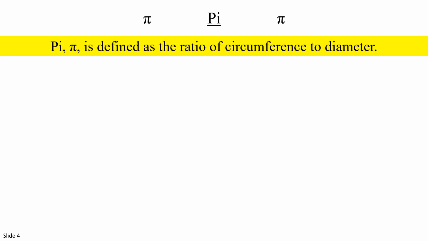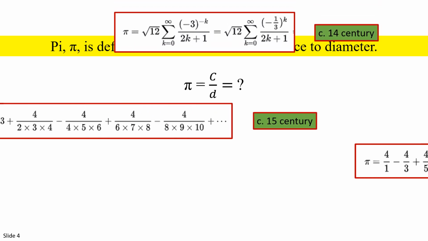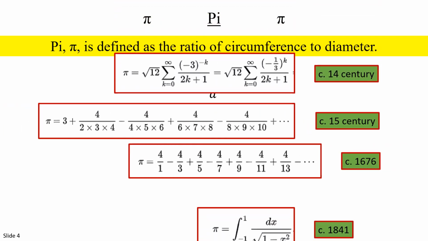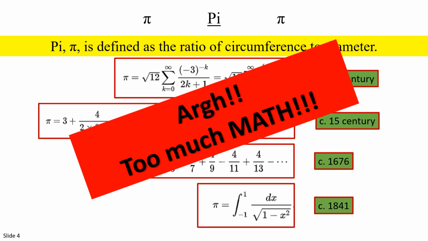Pi, what is this pi thing? Well, it's actually defined as the ratio of circumference to diameter. This is your math warning here. So it's the ratio, fraction, circumference divided by diameter. That's what pi is. But what kind of number is it? Well, they calculated this thing way back when. It's too much math.